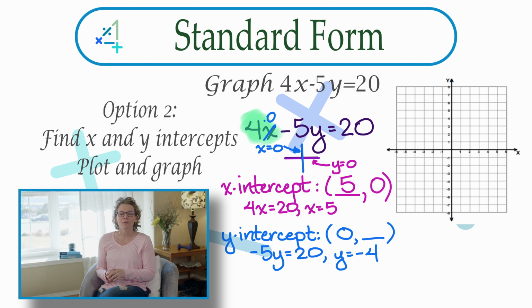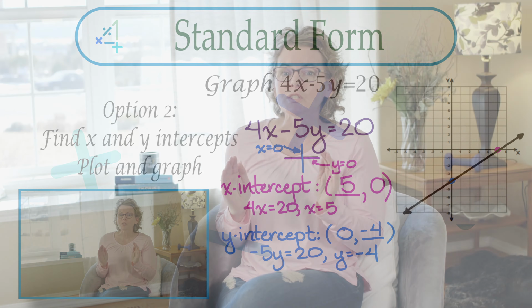Y equals negative 4, so my second point will be (0, negative 4). Plot these, draw a line, and off we go. We get the same points and the line either way. Most students I've seen prefer the first method of turning it into y equals mx plus b, but math people seem to think you should know how to do the second method with those intercepts.